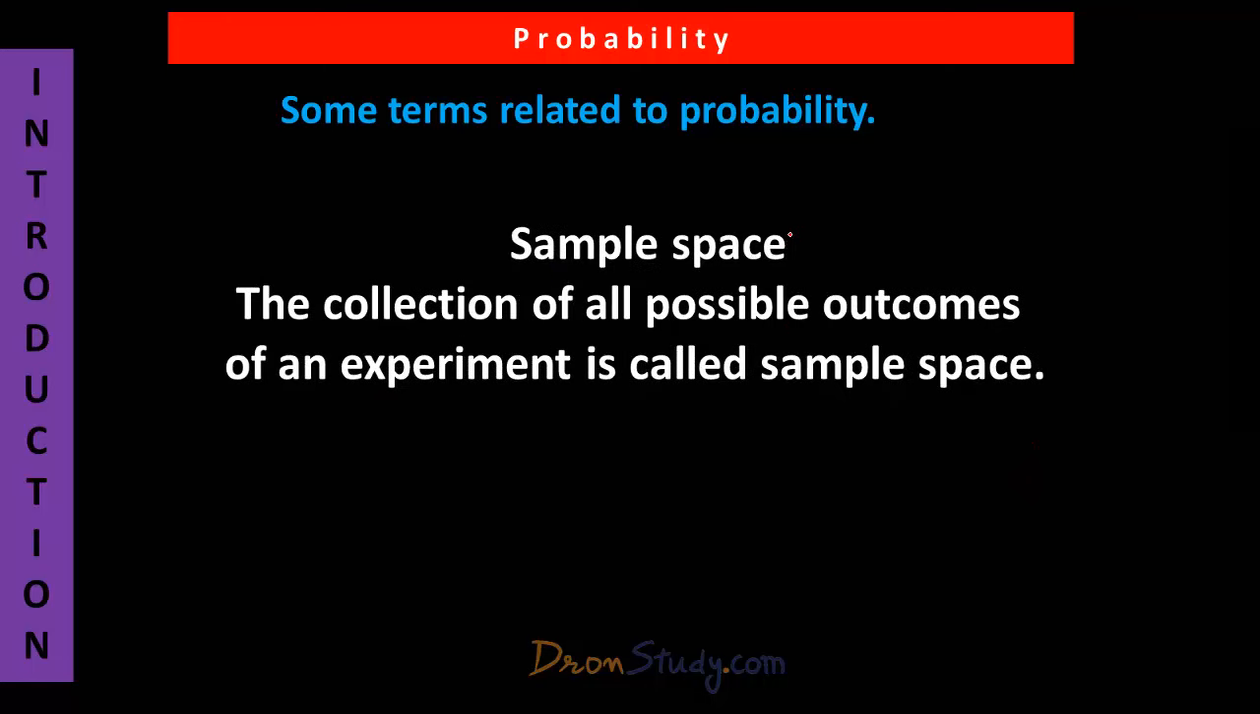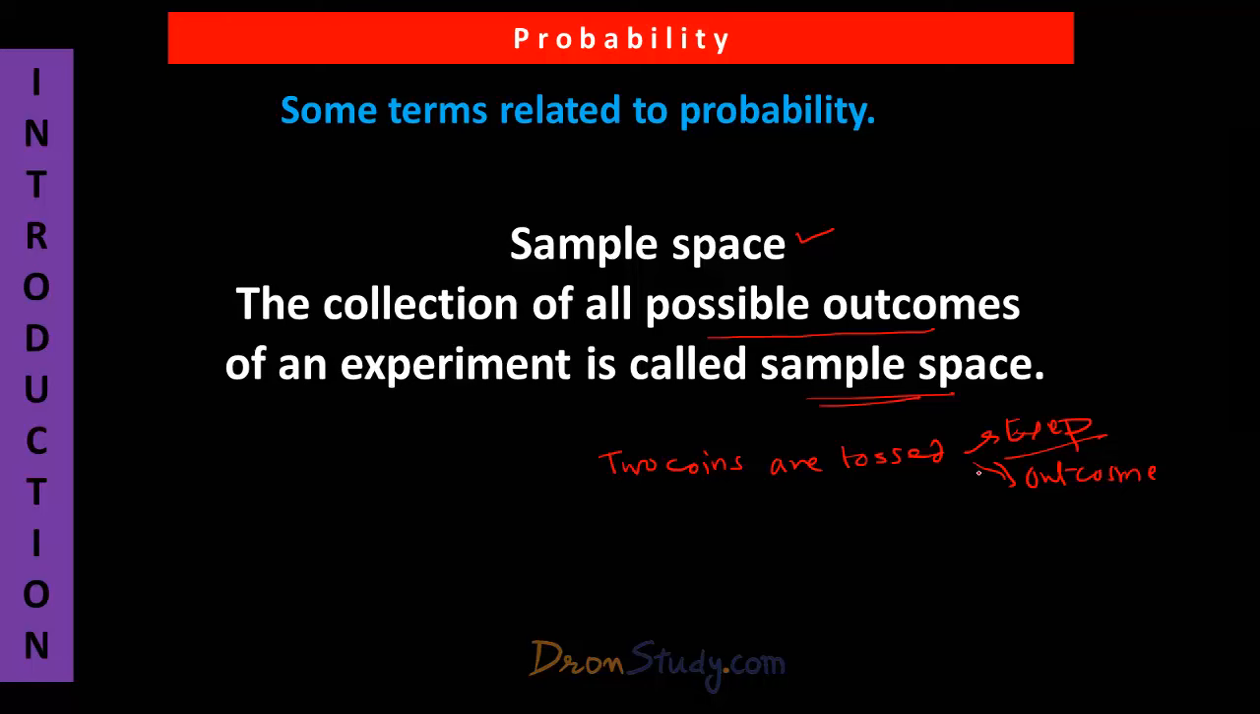Now the next term is sample space. The collection of all possible outcomes of an experiment is called sample space. Two coins are tossed. Now this is an experiment because it has a well-defined outcome. So it is an experiment, and also it has more than one outcome, so it is a random experiment.